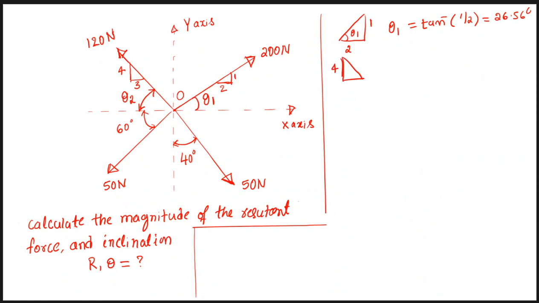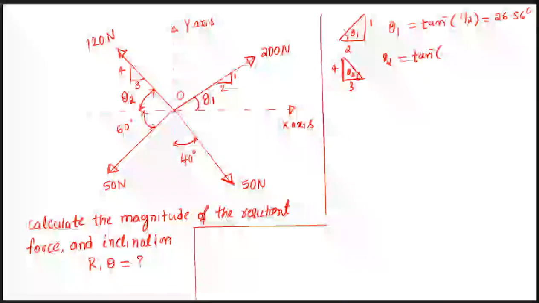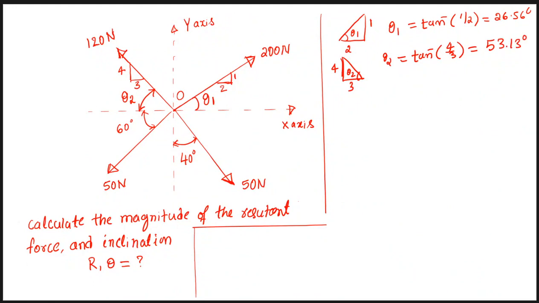So 4, 3. This is theta 2. Therefore, theta 2 is equal to tan inverse of 4 by 3, which is equal to 53.13 degrees. Now, before calculating sigma Fx and sigma Fy, we resolve the forces into their components. So let us resolve the forces.